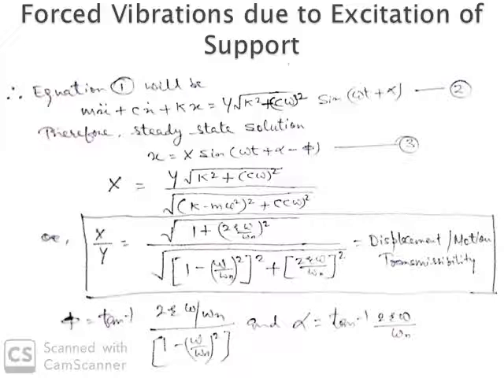Now we will get X by y equals under the root of 1 plus (2 zeta omega by omega n) squared, divided by (1 minus (omega by omega n) squared) squared plus (2 zeta omega by omega n) squared. This term X by y is known as motion transmissibility or displacement transmissibility. Similarly, the phi angle and alpha angle can be found as on the slide.